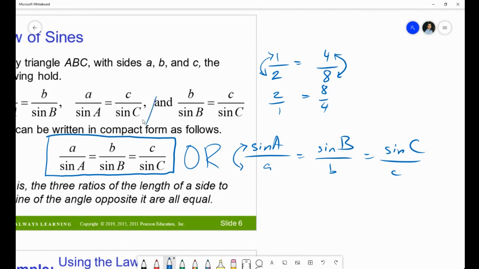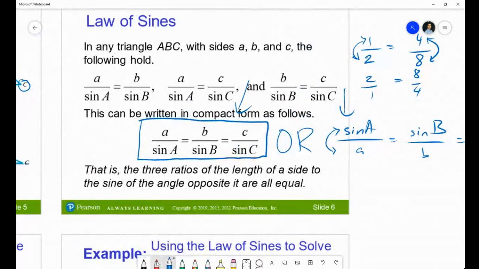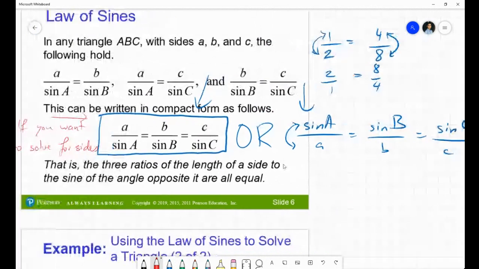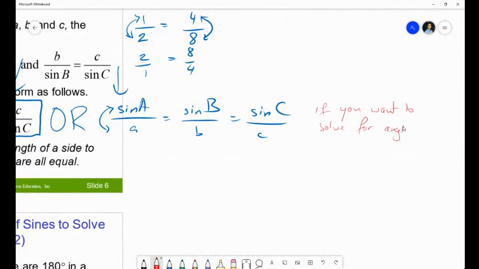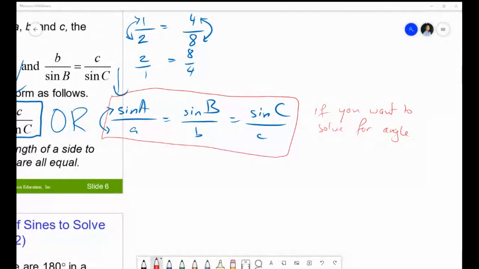Now, why would we want to pick this one over this one? Well, that depends on what you want to solve. If you want to solve for the side, you use this. Or if you want to solve for angle, you would use this one. Now, whatever you want to solve for, you want to put it in the numerator so that it is much easier to solve for. Okay?